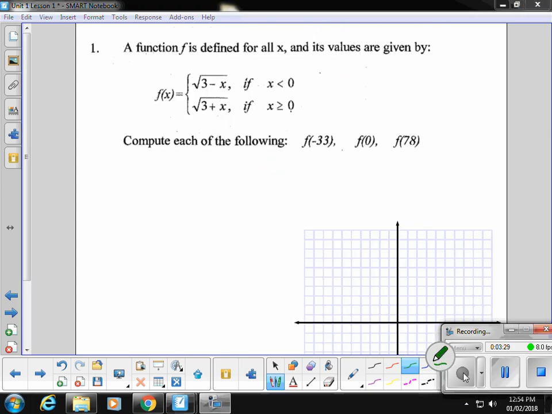The next question that we're going to look at is a little bit of review from grade 11, function understanding, and grade 12, piecewise. We don't really look at piecewise in grade 11, but those two things put together, we have this function f of x, and it's root of 3 minus x for x less than 0, and 3 plus x if x is greater than or equal to 0, and we want to compute each of the following values. So the new thinking was function notation and piecewise, and we're going to compute f at -33.